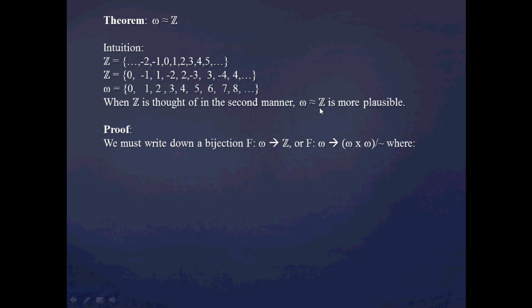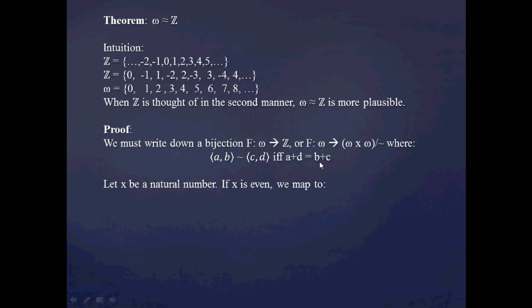Now let me actually go through the proof of that statement, that omega and Z are equinumerous. So what I've got to do again is write down a bijection, let's call it f, mapping omega onto the integers, or omega onto omega times omega modulo tilde, where tilde is the equivalence relation that two ordered pairs (a, b) and (c, d) are equivalent if a plus d is equal to b plus c. And again, I encourage you to review some of my earlier videos if this seems confusing.